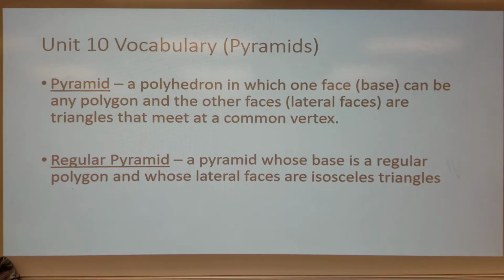Now when we talk about a regular pyramid, this is typically what we imagine if we are to picture a pyramid in our brain. We typically think of the Great Pyramids in Egypt, and those are defined as square pyramids, where the base is a square, a regular quadrilateral, a regular polygon, and then the lateral faces are not only isosceles triangles but congruent isosceles triangles. So we're going to focus our energy on regular pyramids.